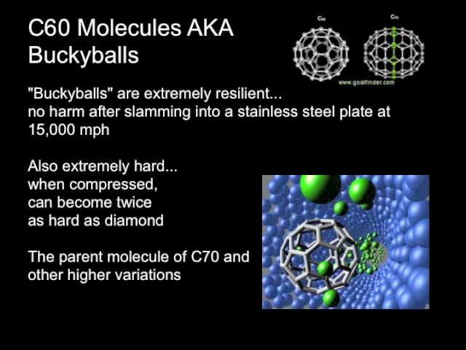C60 molecules, aka buckyballs, are an incredibly interesting group of materials. Buckyballs are extremely resilient. There's no harm done to them after they slam into a stainless steel plate at 15,000 miles an hour. Also, they're extremely hard when they're compressed and can become twice as hard as diamond. Diamond is actually the hardest material that naturally occurs, unless you consider buckyballs to be natural, which can be the case. They can occur in fires or through lightning. It's also important to note that C60 is the parent molecule of C70 and other higher variations.